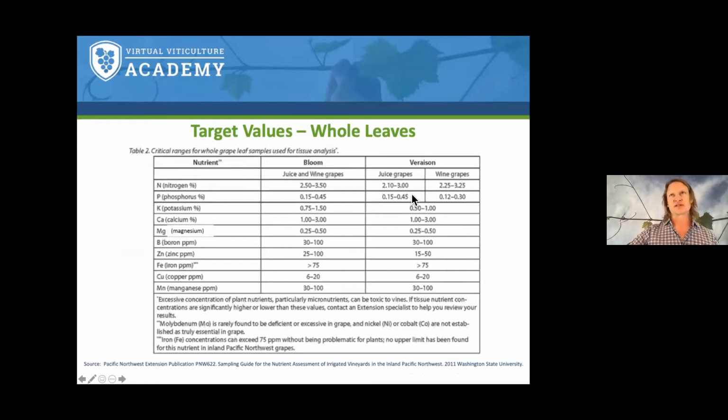So if you're growing juice grapes or Concord, they also grow Concord in Washington, so they're interested in those numbers as well. So these numbers are published and available and can give you a good baseline start if you'd like to look at leaf blade analysis.